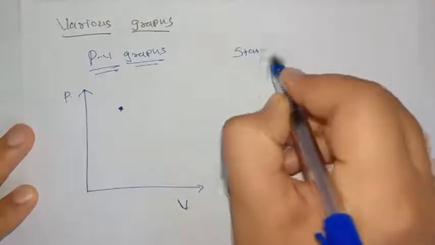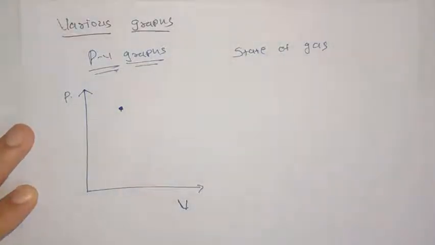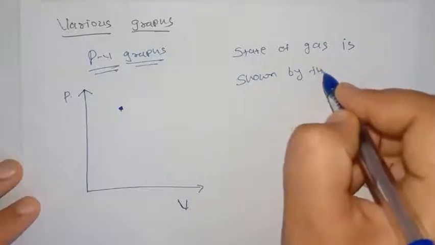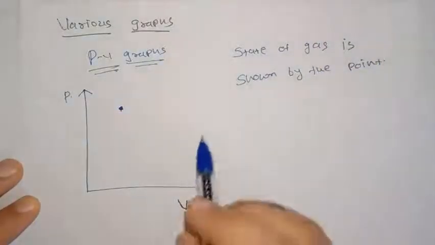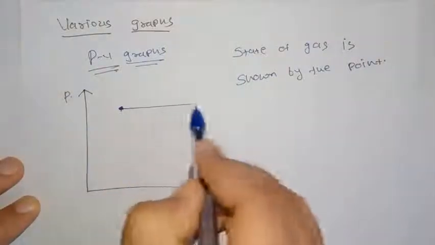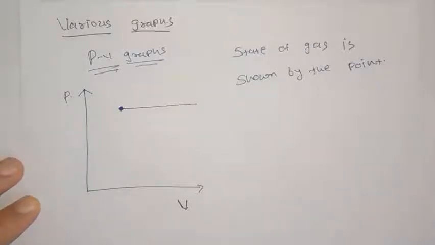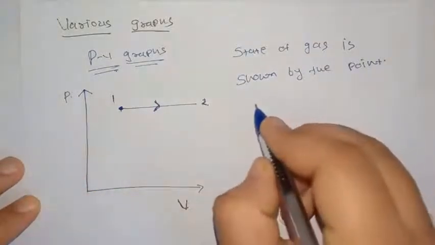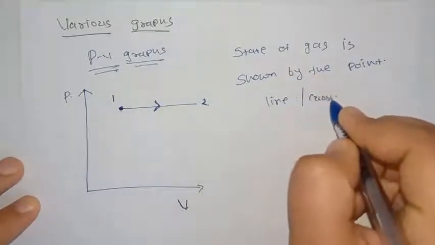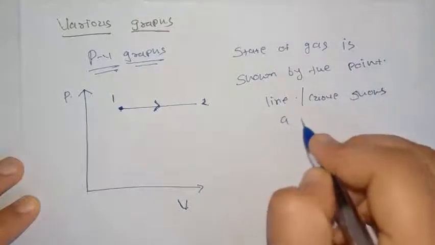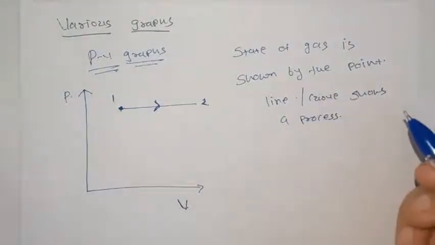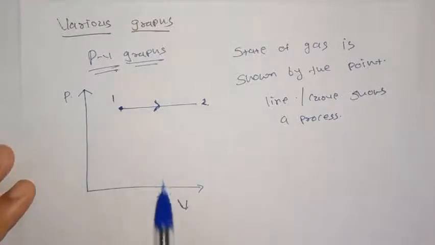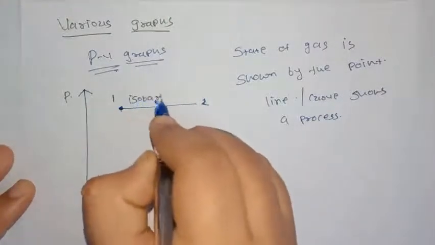So, the state of gas is shown by a single point. Now, if we draw a line or a curve, let's say we have drawn a line from point 1 to point 2, then this line shows a process. So, a line or curve shows a process on a PV diagram. If we see from 1 to 2, the pressure remains constant. So this is an isobaric process.